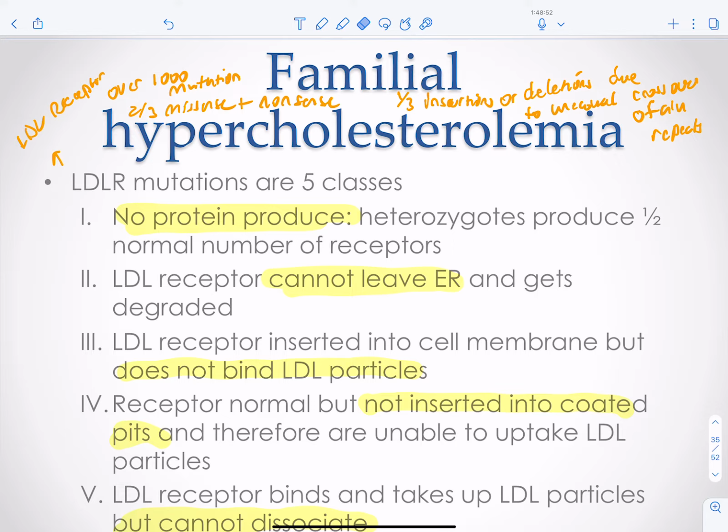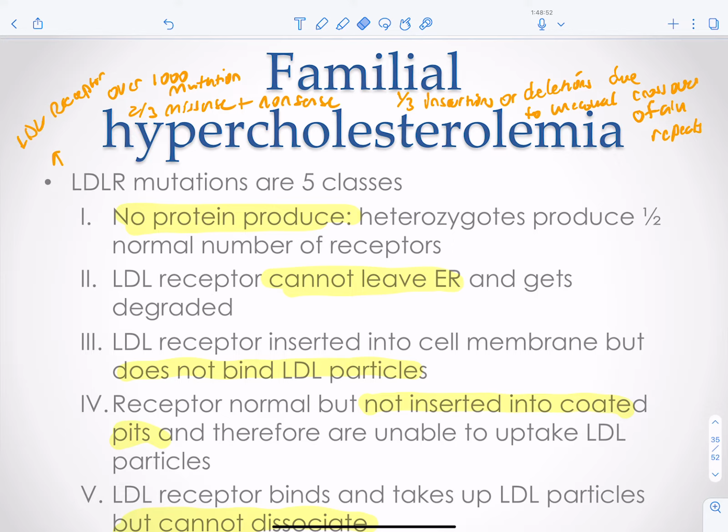Now, the different classes are going to be similar to what we talked about with cystic fibrosis, in that some are going to have more deleterious effects. So for class 1, you absolutely have no protein produced. A heterozygote will produce half the number of normal receptors. A homozygote will produce none. Class 2 is where you make the LDL receptor, but it gets degraded faster. So you make it, but you cannot get it onto the surface.